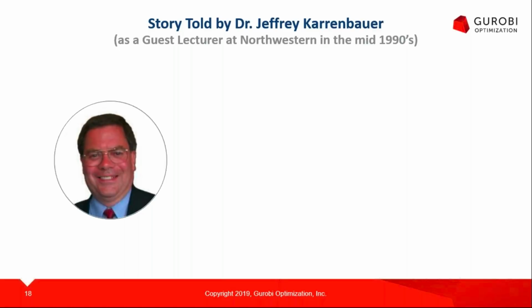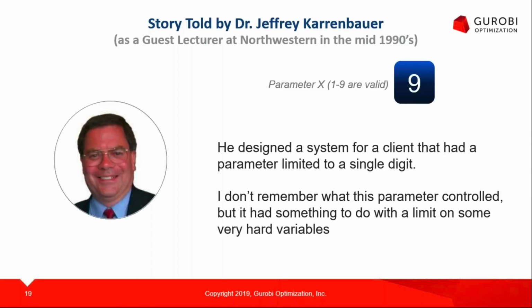And he told this great story that has stuck with me over the years, and I think it just sounds so true. Remember, this is mid-90s, and computer speeds were a lot slower and solvers were a lot slower at that point. He was telling the story that he designed a system for a client that had some parameter, and I can't remember what it did, but it controlled something that was important for the runtime. So maybe it controlled some group of integer type variables. If you set the parameter to 9, you had 9 groups of these integer variables. If you set it to 8, you had 8 groups. It was a really tough integer variable for the solver to handle, which is why they limited it to a single digit. So the user could put in some number between 1 and 9.